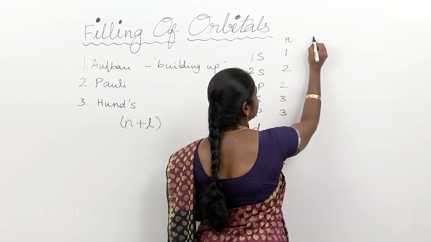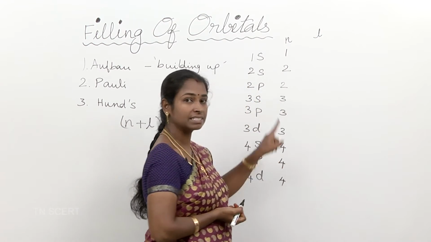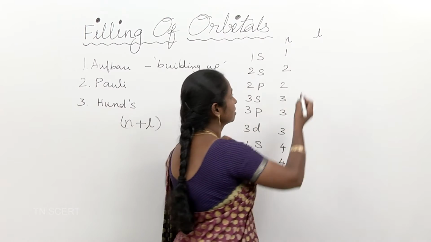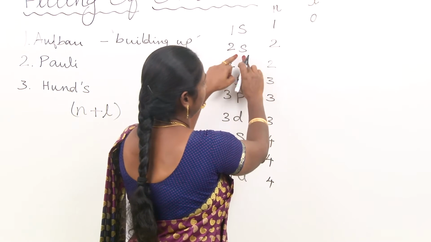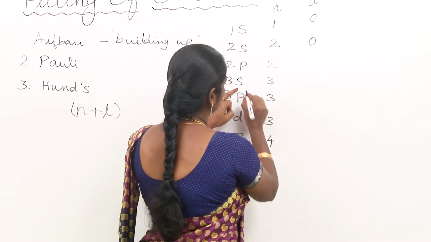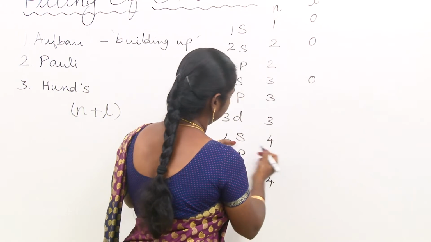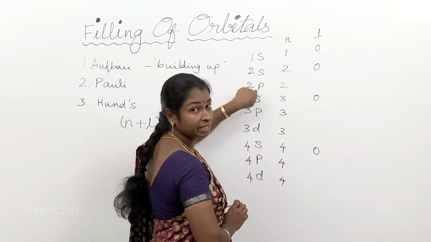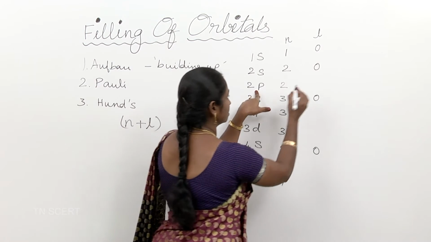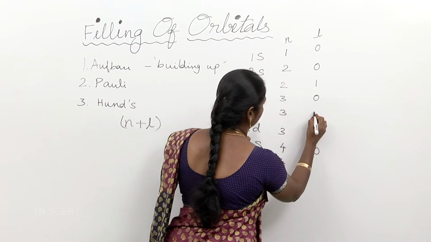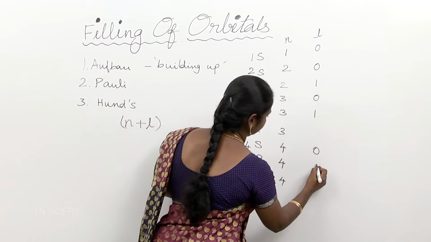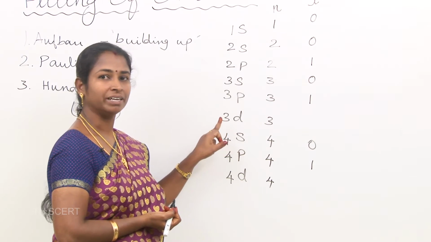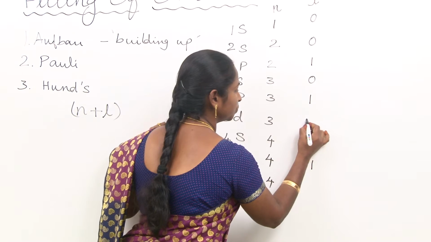Next, let us write the value of l, that is the azimuthal quantum number. For any s orbital, the value of l is 0. So, put 0 here. Then, for p orbital, what is the value of l? Yes, it is 1. What is the value of l for d orbital? For d orbital, the value is 2.